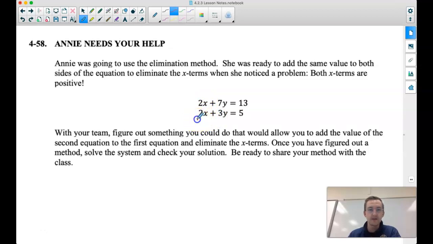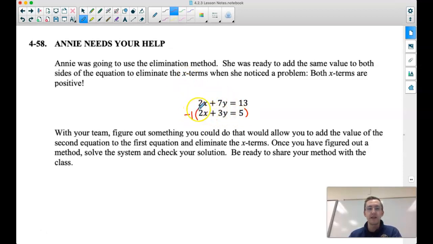So let's multiply that entire bottom equation by -1. If we multiply everything in there by -1, again, we're not changing the value of the system at all. We're just making it easier to solve. All we're doing is changing the sign of this one, not changing anything else. We can use that to help us solve this system.